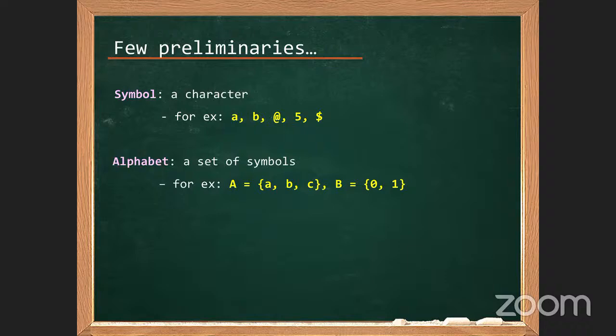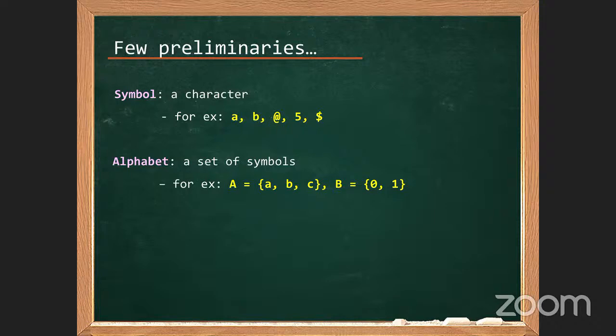By alphabet, we mean a finite collection, a finite set of symbols. For example, if a group A, small a, B, C together, those three elements form a set, I can call it an alphabet and give it some name, say capital A. Suppose I choose the numbers 0 and 1 as a set. I can call it an alphabet with the name, say capital B.